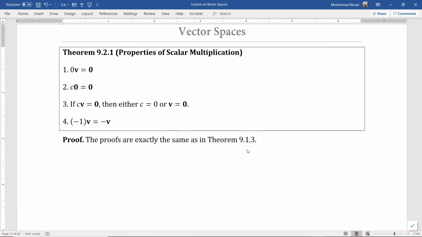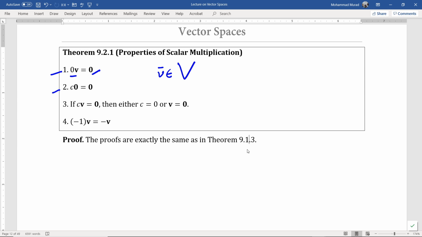Theorem. Properties of scalar multiplication. Suppose V is a vector space and v is an element or vector in the vector space. Now we have these four properties true. Property 1. The scalar 0 times the vector v gives the 0 vector. Observe here, the 0 on the left-hand side of property 1 is the scalar 0 from the field, and the 0 we see on the right-hand side of the equation is the vector 0 in the vector space.